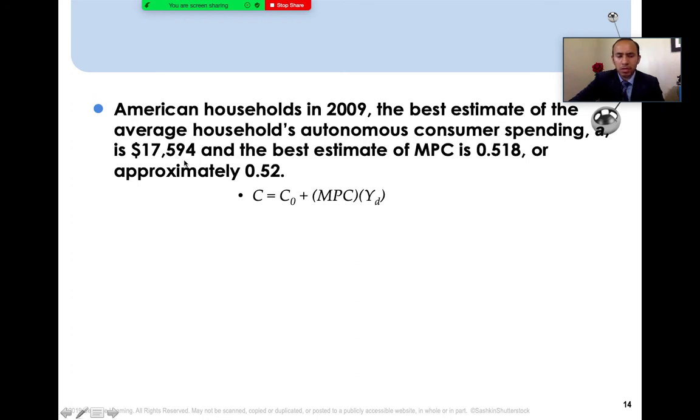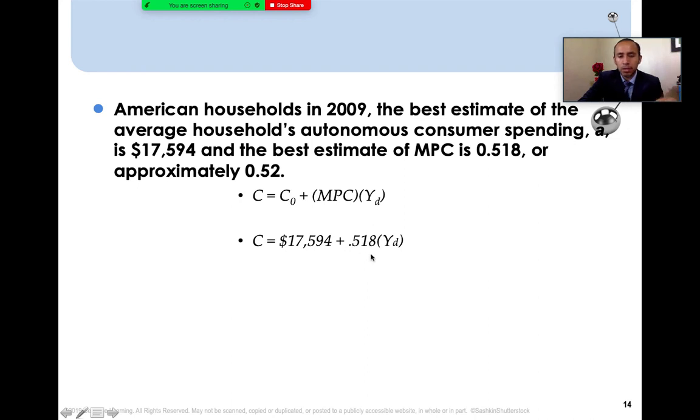Think about you as a college student. If you're not working, if you're not a full-time or part-time employee, then your net disposable income from your wages will be gone. You still spend $17,594. From where? Maybe financial aid, maybe family stipends, something else, your autonomous consumption. So we're going to fill in this information. So we get our autonomous consumption, 17,594, which comes from other sources besides income.